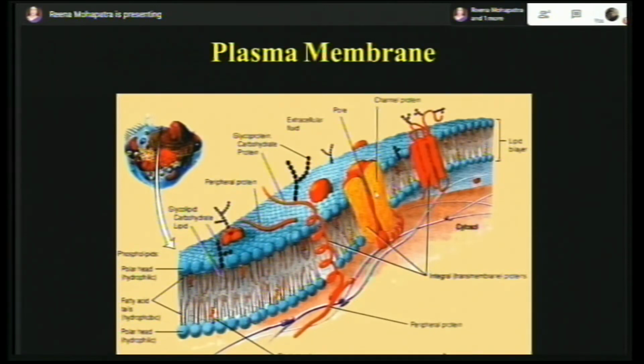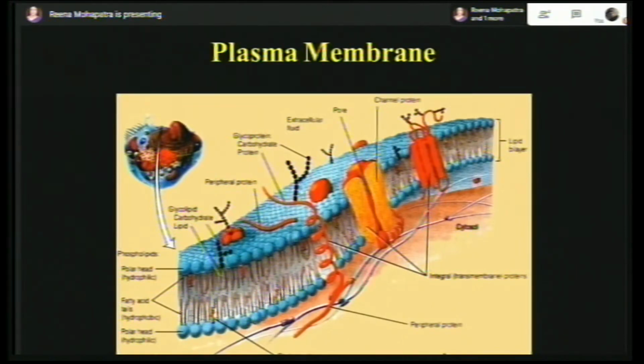Some proteins are completely embedded throughout and they are existing throughout the lipid membrane. Such proteins are called intrinsic proteins, and some proteins are present over the surface, superficially present over the surface. Now these surface proteins are called extrinsic proteins.